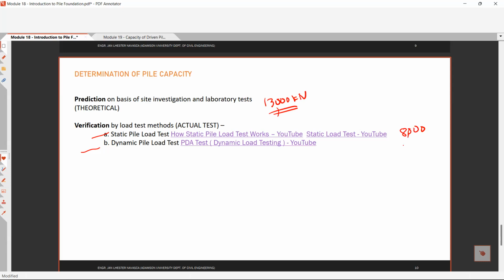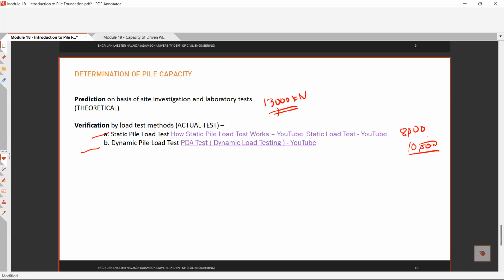Pwede yan, nangyayari yan. Or also, pwedeng 10,000. Ang pinaka-grabe nung na-experience ko is nasa 60% yung below. So, let's say ano na lang, 10,000. Yan, 10,000 kilonewton yung nangyari. So, ano yung conclusion? Bagsak yung design mo. Tama ba? Siyempre, dinesign mo siya ng 13,000, pero yung actual pala is 10,000 na yung capacity. So, in conclusion, bagsak yung design mo. So, anong gagawin mo ngayon?